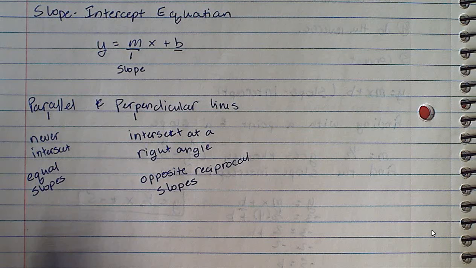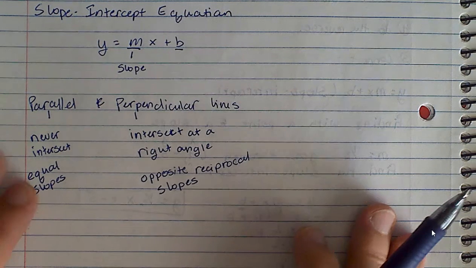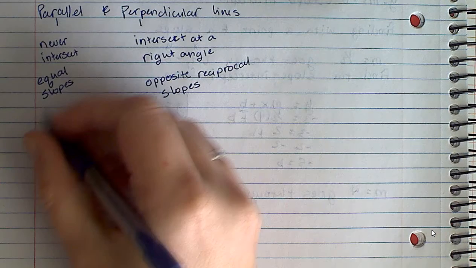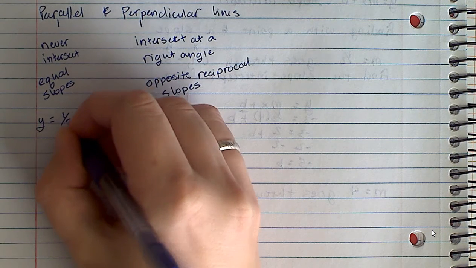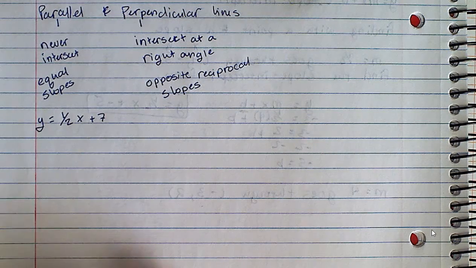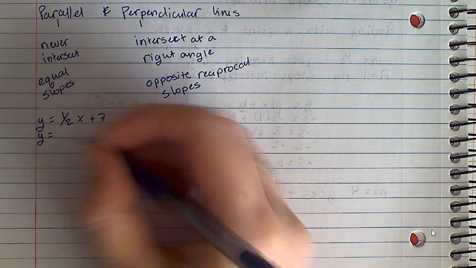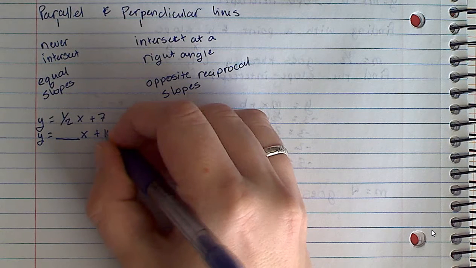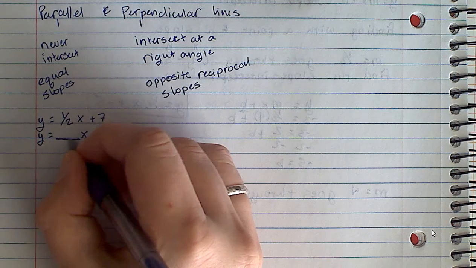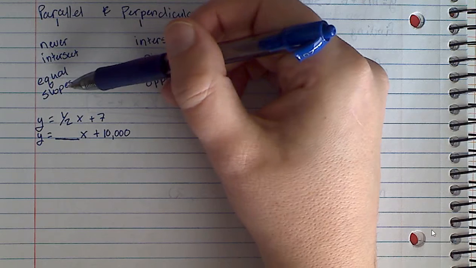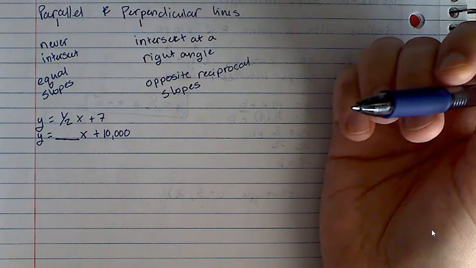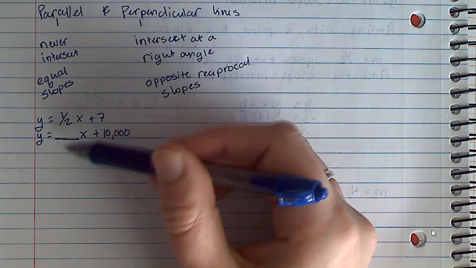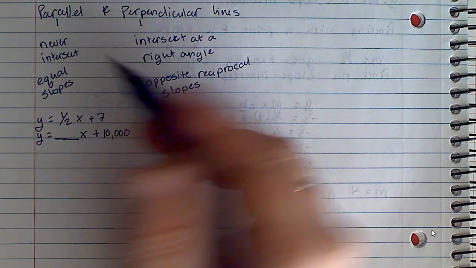So let's take a look at how this would look in an assignment. As far as parallel goes, let's say we have a line here: y equals 1/2 x plus 7. I want to talk about a line that would be parallel to that. I'm going to leave the slope open. So y equals something x plus anything, let's do 10,000. If it's parallel to the other line, I know the slope has to be equal. So what would the slope be? Equal slopes, right? So the slope would be 1/2.